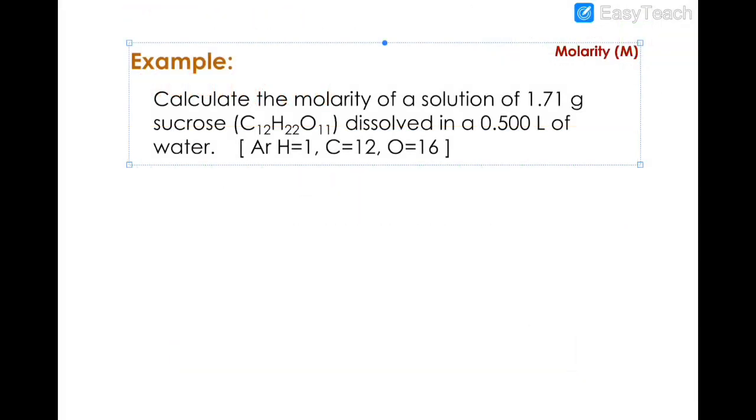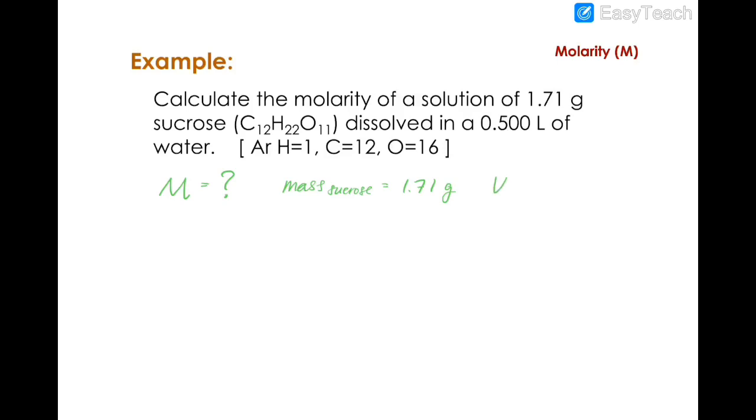Okay, so let's extract out the information given to you in the question. So you are asked to look for the molarity. Okay, ini yang kamu nak kena cari. And then given to you adalah 1.71 gram of sucrose. So kamu ada mass sucrose. Mass sucrose kamu ada sebanyak 1.71 gram. And it is dissolved in a 0.5 liter of water. Okay, so kamu ada volume solution which is equals to 0.5 liter.